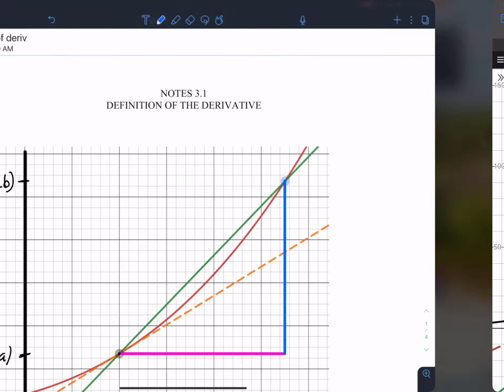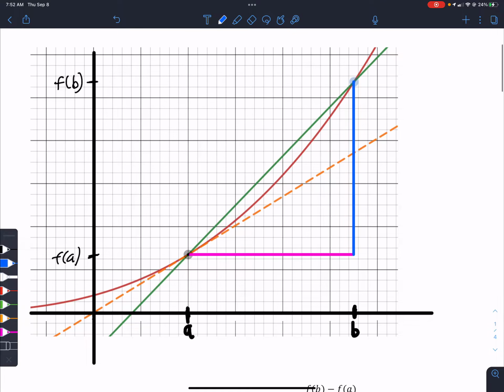So let's go to this. So here is the same situation. Colors are different. The function's red instead of black. But we want to find the slope of this tangent line. So I probably should label that tangent line. We want to find the slope of that thing, okay? The green one is a secant line. I'll label that. And the red function is our function f of x.